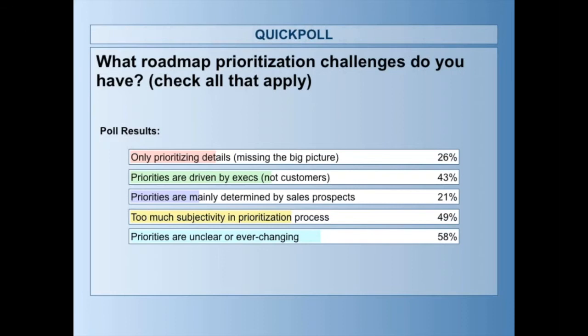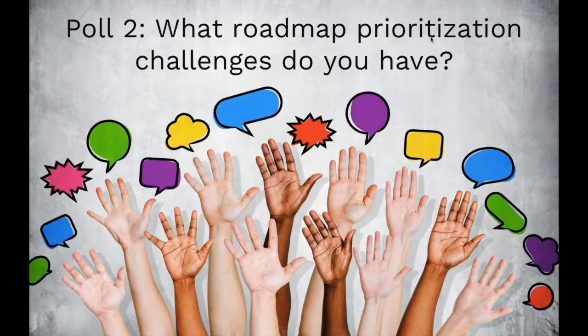Yeah, thanks, Andre. Those are really interesting results. And I've heard this before from customers and other product managers, where the priorities are not customer driven. They're driven internally by executives. And so it does not surprise me that that's one of the biggest challenges. And then too much subjectivity in the prioritization process. We're definitely going to be talking about that today: different techniques that you can use to reduce some of that subjectivity. We'll talk about the pros and cons of that as well.